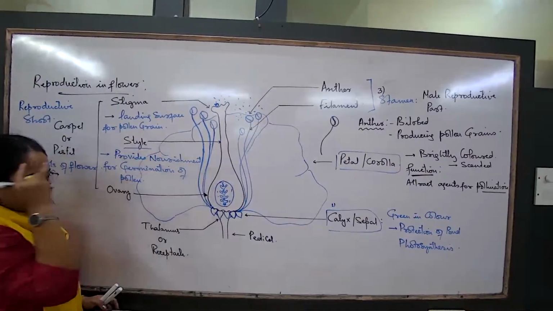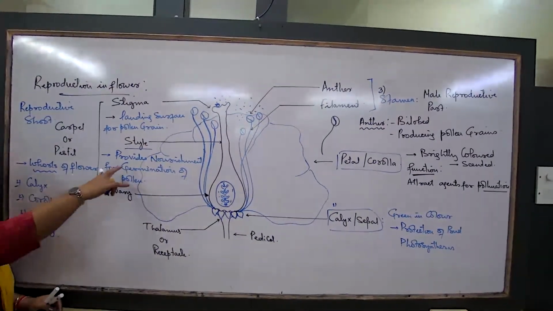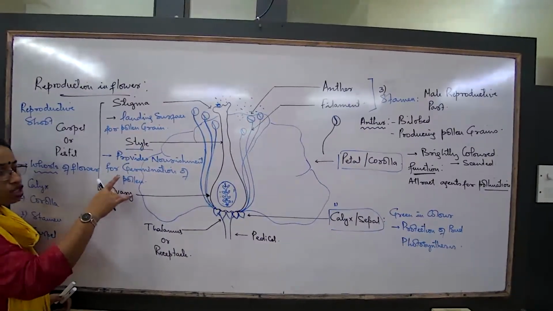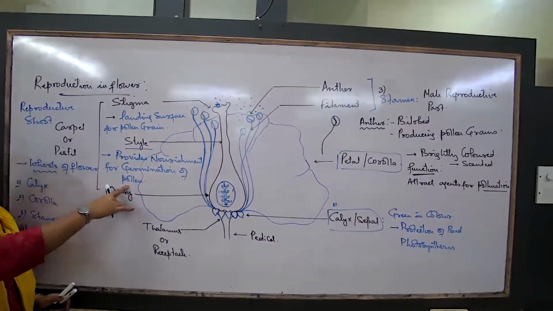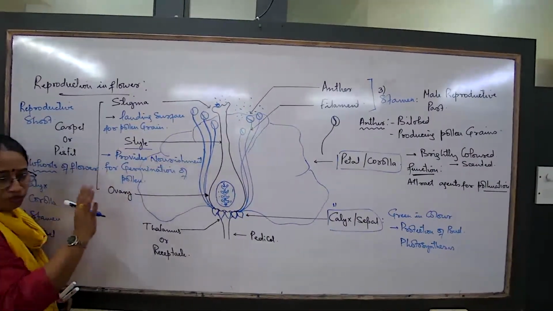So I said, what is the function of the stigma to write? The function of the stigma is providing nourishment for the germination of the pollen grain. Style, yes, style. Style provides the nourishment, food.